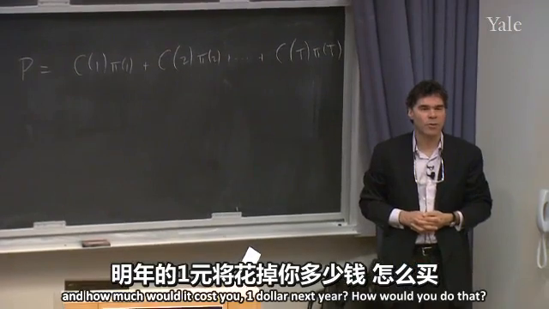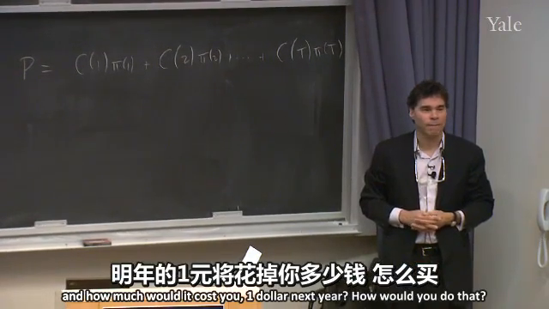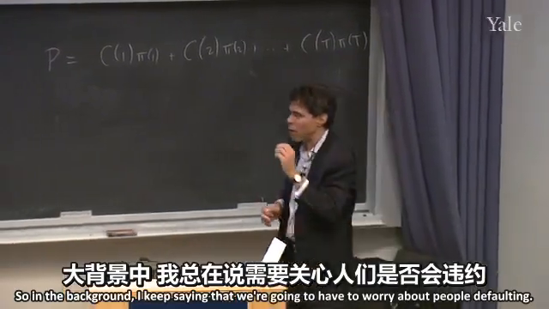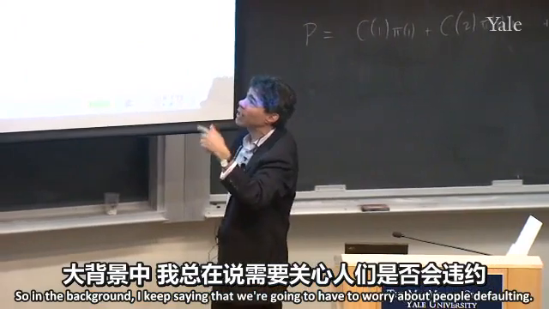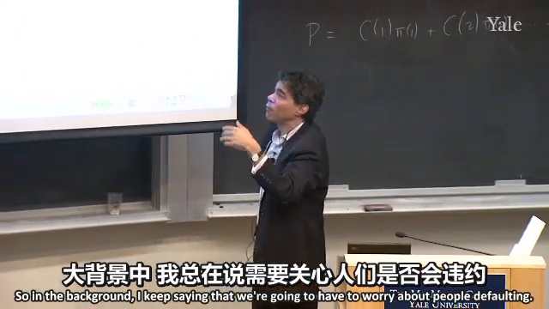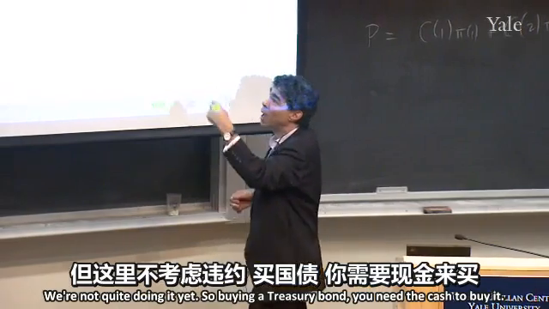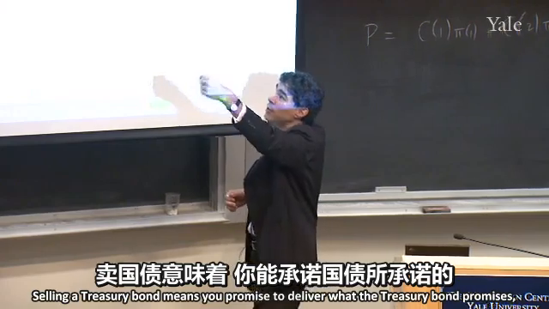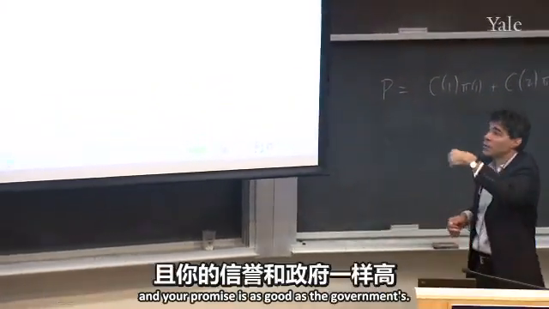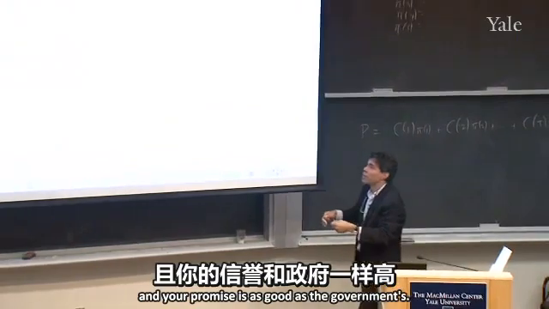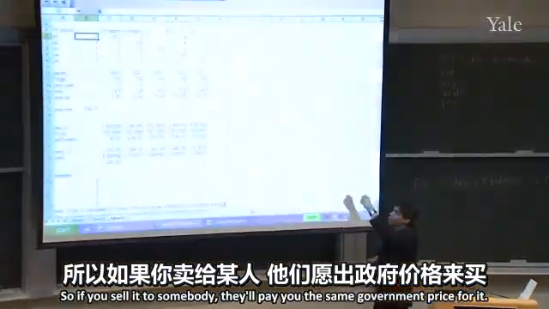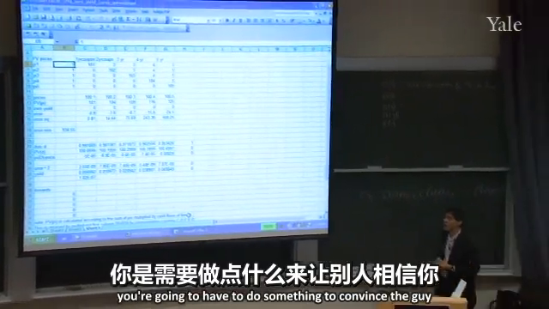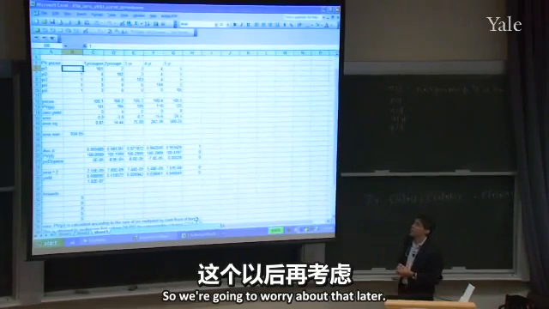$1 next year, how would you do that? You can trade, buy or sell any of these treasury bonds. So you know, in the background I keep saying that we're going to have to worry about people defaulting. We're not quite doing it yet. So buying a treasury bond, you need the cash to buy it. Selling a treasury bond means you promise to deliver what the treasury bond promises, and your promise is as good as the government's. So if you sell it to somebody, they'll pay you the same government price for it. So obviously in the background, you're going to have to do something to convince the guy you're making the promise to that you're going to keep your promise. So we're going to worry about that later.